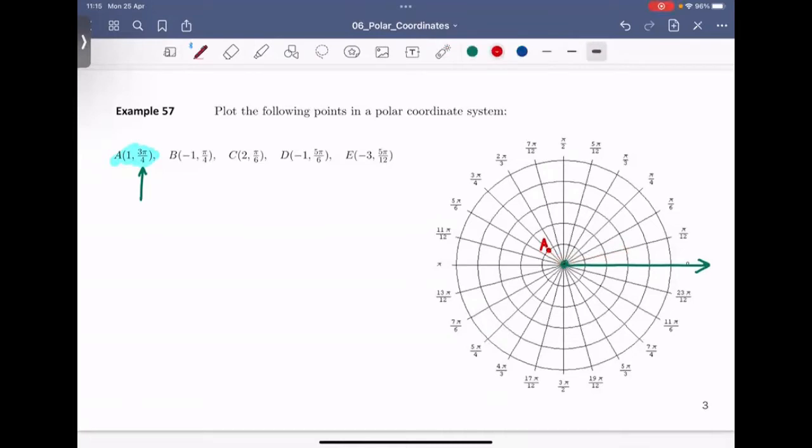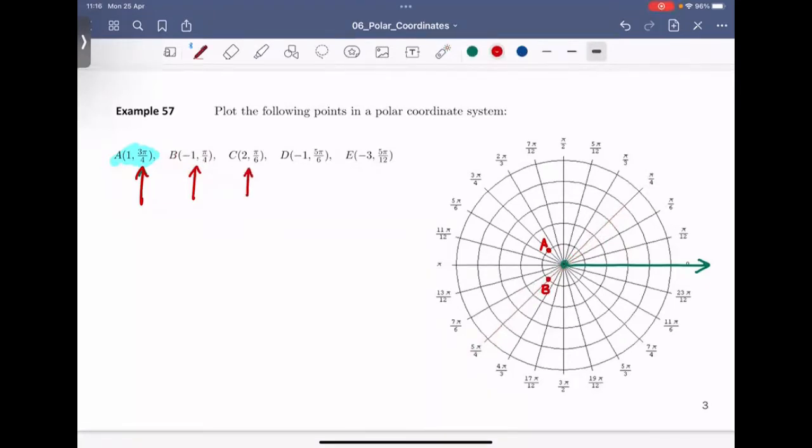And then the point B here. So what is the point B? It is -1, pi over 4. What would you do? You look at pi over 4 first here, and then you go -1 step on the pi over 4 axis. So the one opposite to pi over 4 is 5 pi over 4. So this is B. It's on the same pi over 4 scale, but you go back 1 unit, because for B the first component is -1. Makes sense.